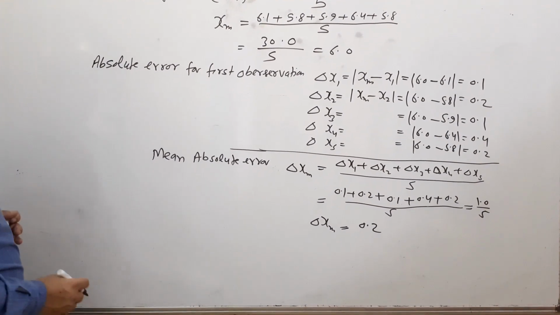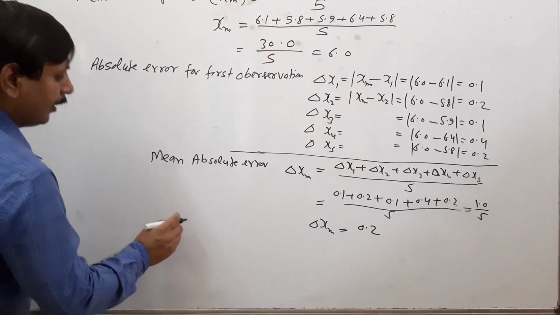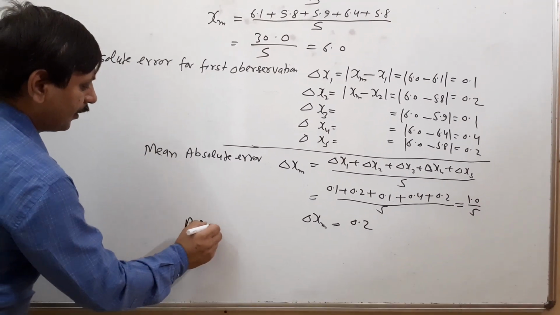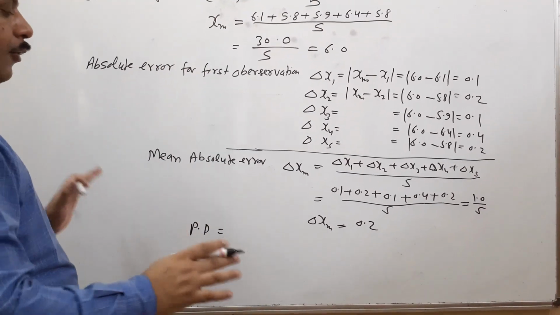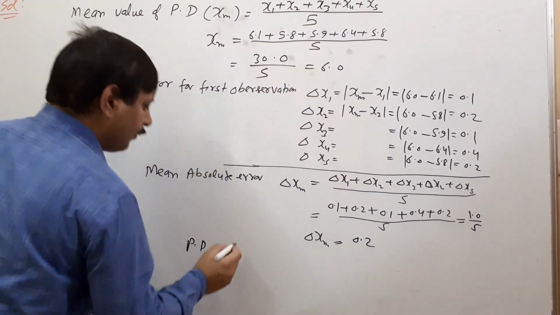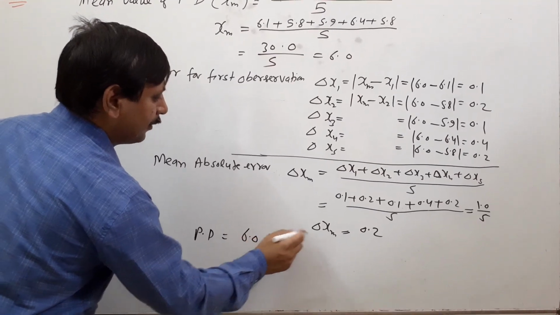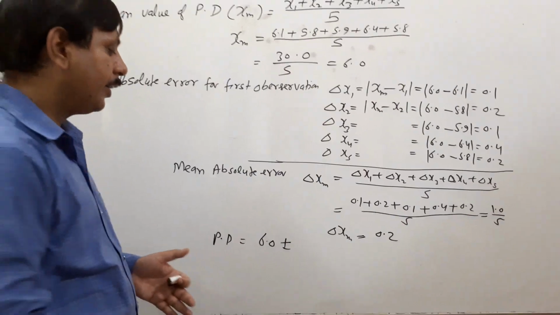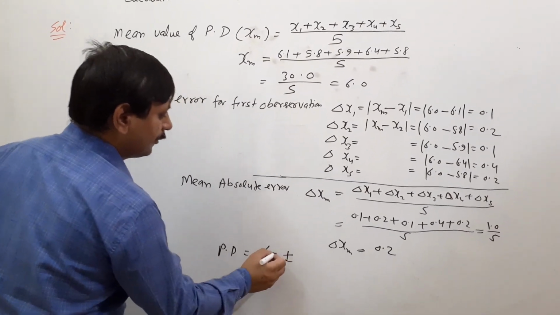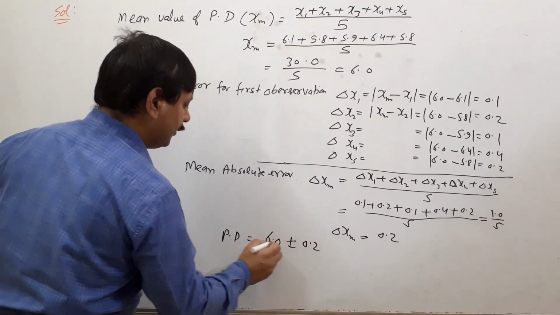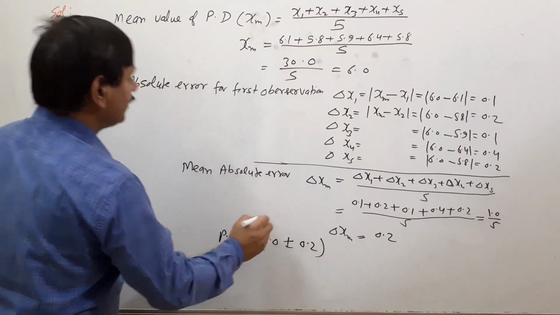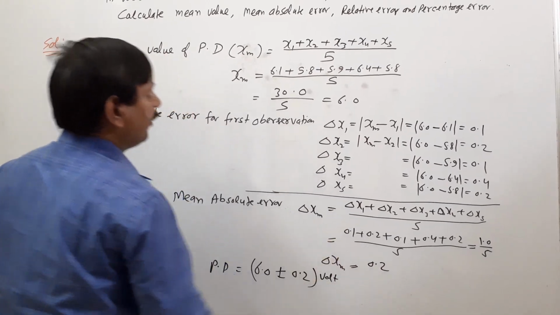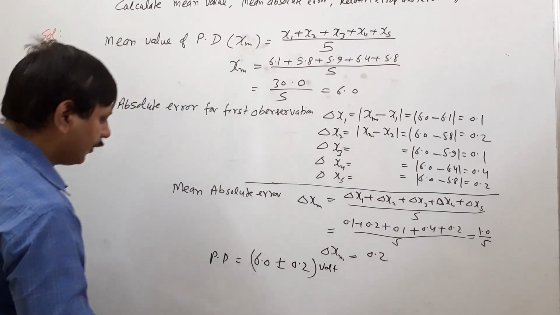What will be the measured value? How will we represent it? The potential difference for this whole observation is the mean value 6.0 plus or minus the mean absolute error, which may be positive or negative. That's why we write 6.0 plus minus 0.2 volt.